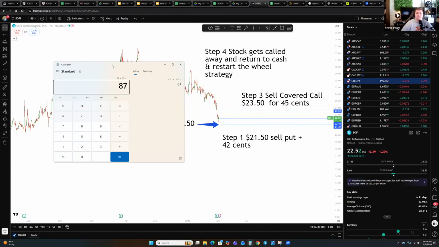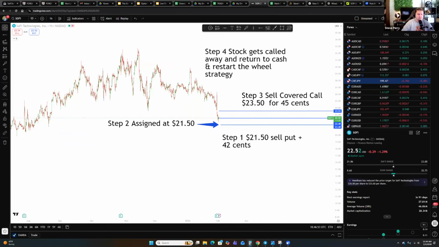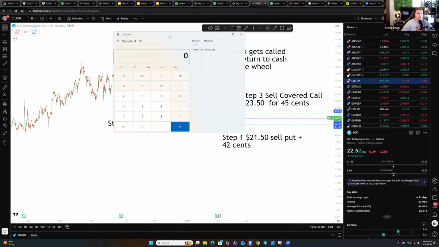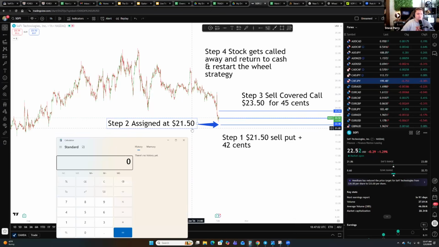Approximately a month's time, we've made 87 cents per share. That's not even from price going up or price going down. That's just collecting premium from selling options both on the sell side and on the buy side. You're collecting 87 cents per share. Okay, let's remember that. I'm going to move that over here, and we need to do some more math. Now, remember, we purchased in step two 100 shares of SoFi at $21.50. So that is our cost basis for SoFi, 21.50.